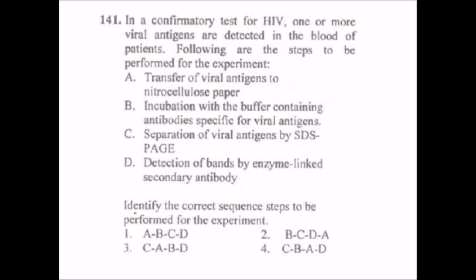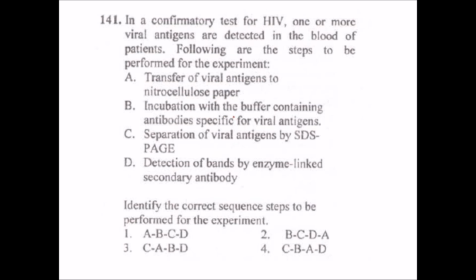Next question is, in the confirmatory test for HIV, one or more virus antigens were detected in the blood of the patient. Following are the steps to be performed for the experiment, and the experiment will again be based on antigen-antibody interactions. What we do first, we separate the viral antigens by SDS-PAGE. Then we transfer the viral antigens to the nitrocellulose membrane.